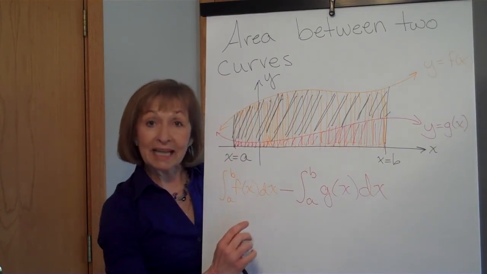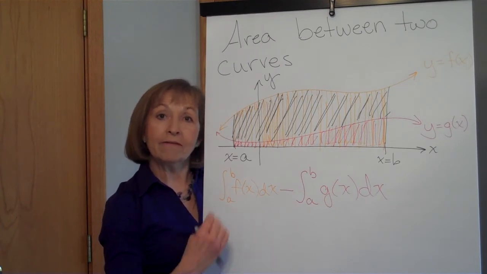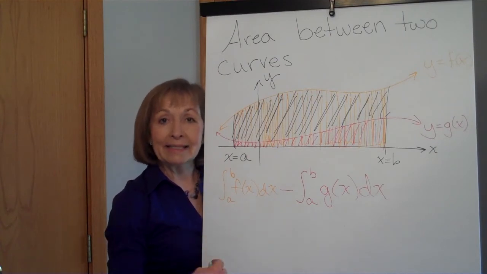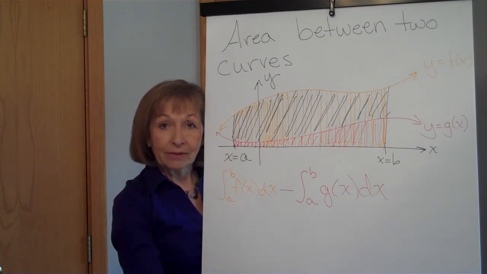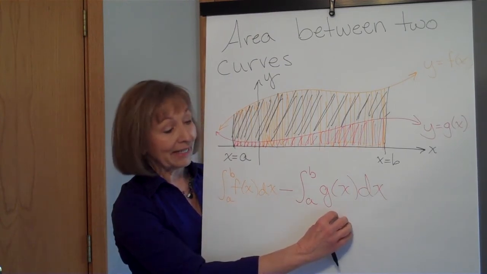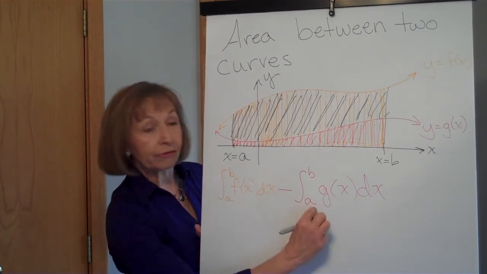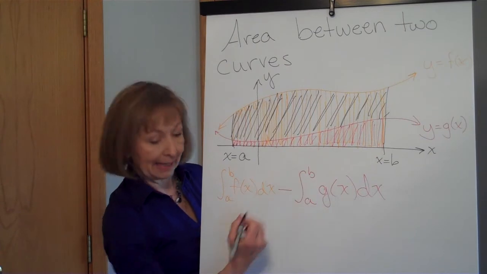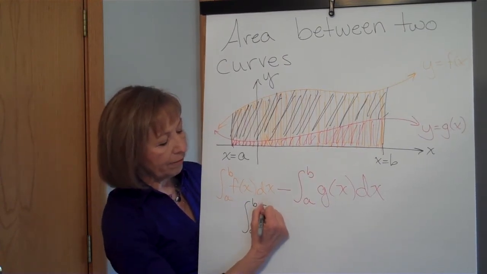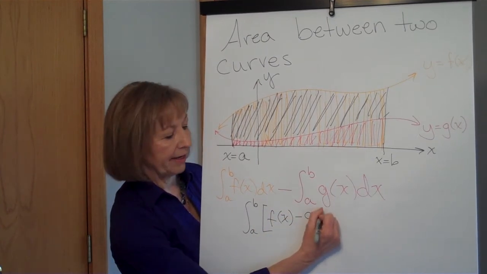Now remember that with definite integrals, we had the property that the definite integral over an interval of f of x minus g of x dx could be written as the separate definite integrals. Well, that means that if we have the separate definite integrals, I can actually write that, as long as the interval that we're going along is the same, as the definite integral from a to b of f of x minus g of x dx.